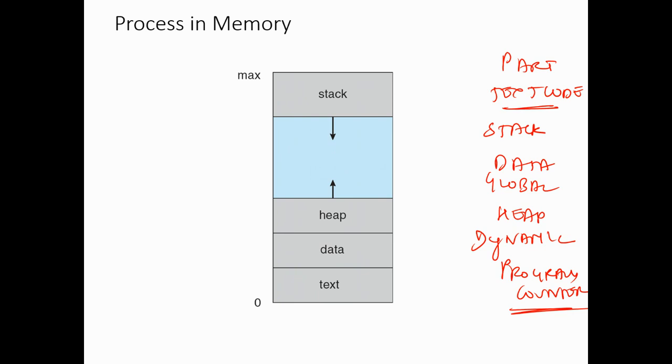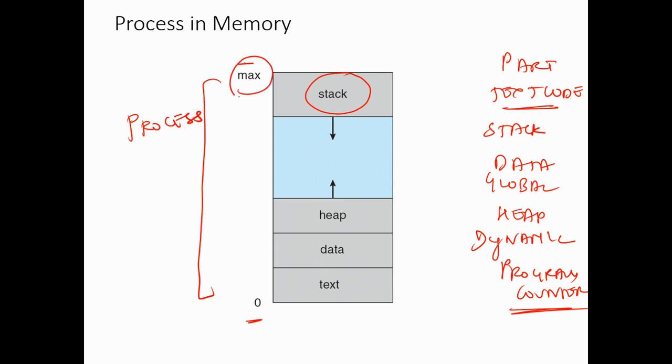This is how the process will be there in memory. So first you'll have a stack. This is from 0 to max, which represents the total address space taken by the process, 0 to max. So it can't take greater than max. It should be less than max.